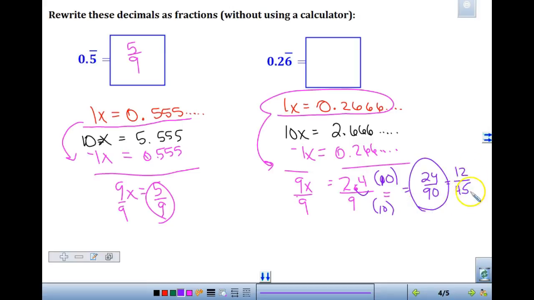Can we divide 12 and 45 still? Yeah. 3 goes into them, right? So if I divide by 3, I'd end up with 4 over 15. This is a better answer, but on the quiz tomorrow, if you stop at 24 over 90, you get full credit. Okay? All right.